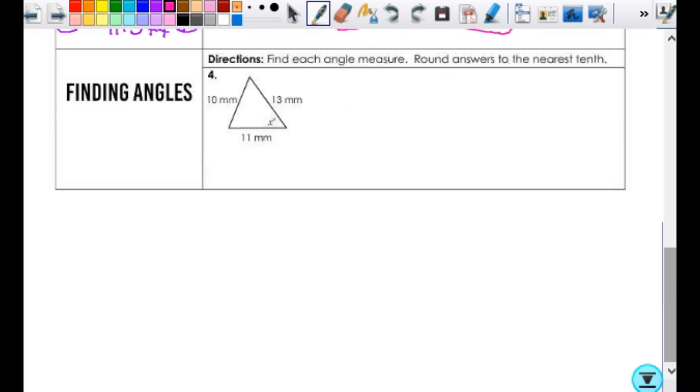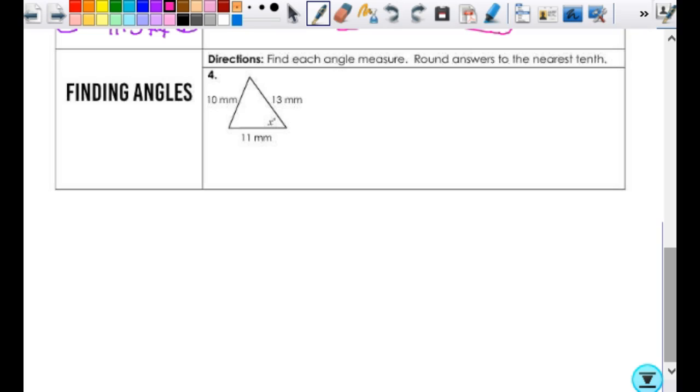Number 4 says find each angle measure. So we've been finding the sides, now we need to find the angles. There is a different way to write the law of cosines where the angle is by itself outside, but that's just another formula you have to understand. I really think the best way to do any of this is to use one formula and just know how to manipulate it. That way you don't have 1,000 formulas you have to know.